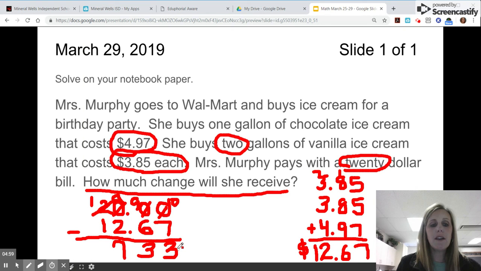What did I forget? Oh, bring down that decimal place. And we are talking about money. So it is $7.33 is how much money Miss Murphy has in change. I bet you figured it out. Great job.